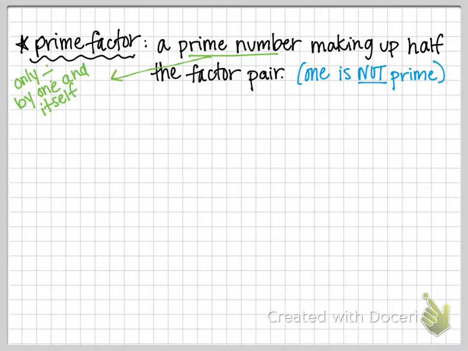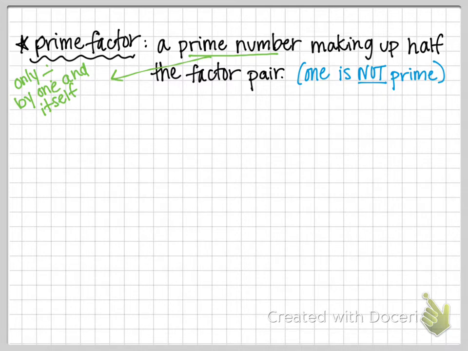factor pair. So 2, 3, 5, 7. Those are prime numbers. 1 is not prime. We don't count that as a prime number. We do not use it in our factor trees. 2 is the smallest prime number. Because by definition, a prime number is only divisible by 1 and itself. 1 is itself, so you can't do 1 divided by itself when you've already used 1. So 1 is not prime. 2 is our smallest prime.